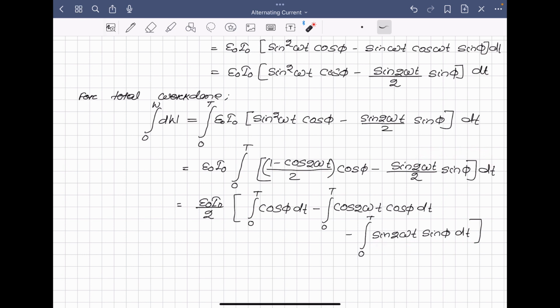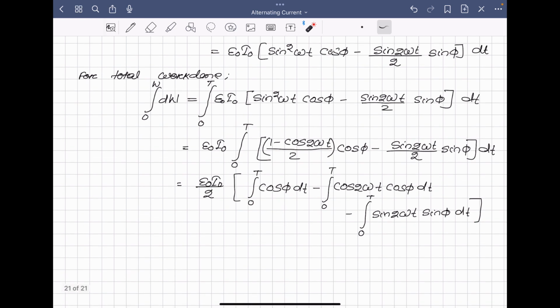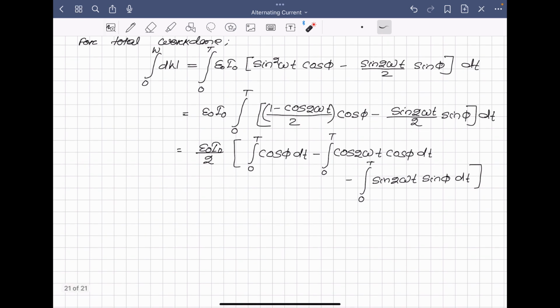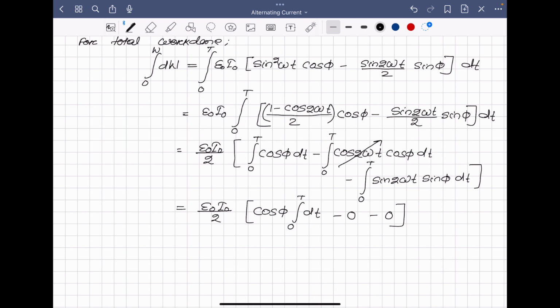Then we have to integrate. As we know, over a complete cycle, the integral of cos and sin functions is 0. So this cos 2 omega t term becomes 0, and this sin 2 omega t term also becomes 0. We don't have to write that out. As cos phi is a constant, we take it outside, leaving the integration of dt, and for a complete cycle the other terms become 0. This is our final work done.